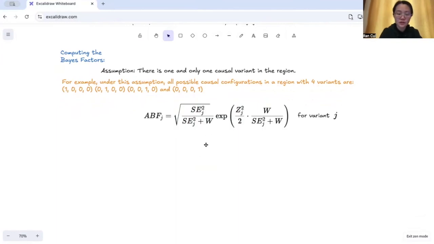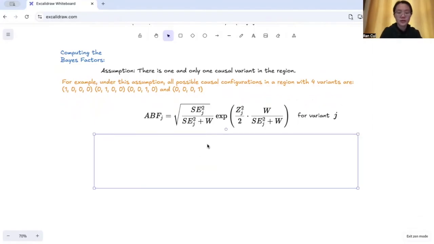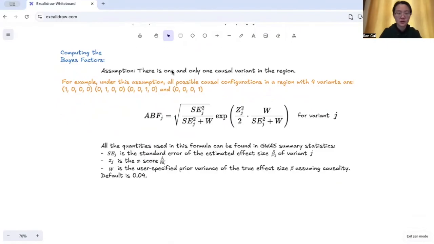Here is the formula for computing the Bayes factor. All of the quantities in this formula can be found in GWAS. The SE of J is the standard error of the estimated effect size beta J hat of variant J. ZJ is the Z-score, and W is the user-specified prior variance of the true effect size beta, assuming that this variant is causal. The default setting for W is 0.04.